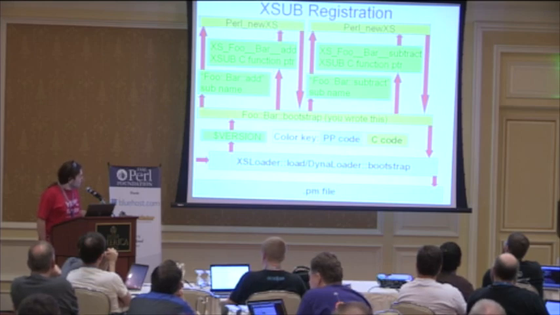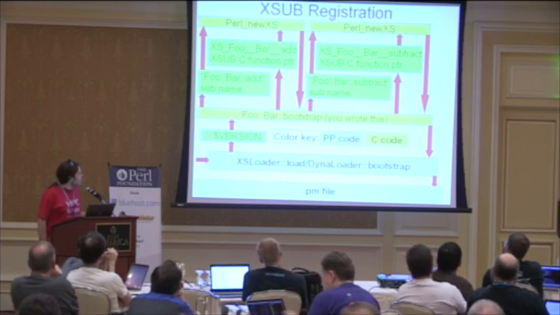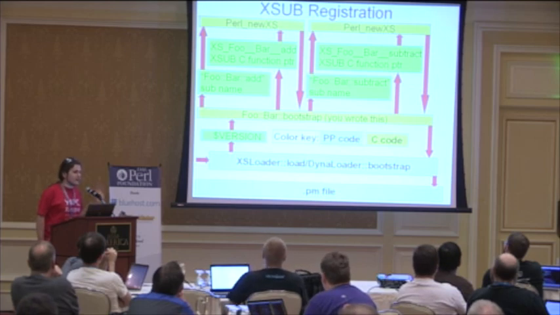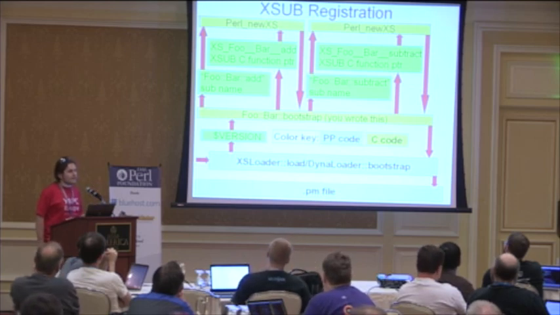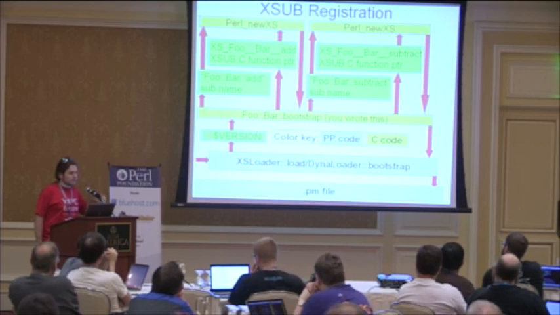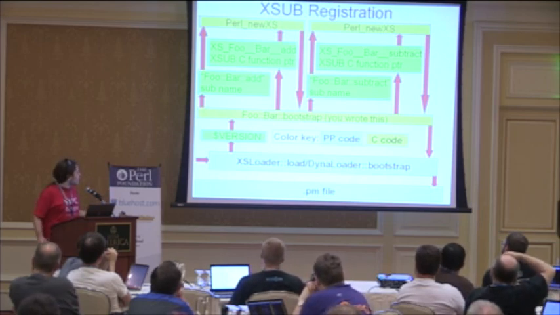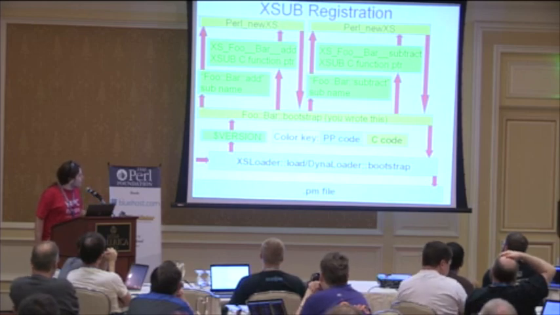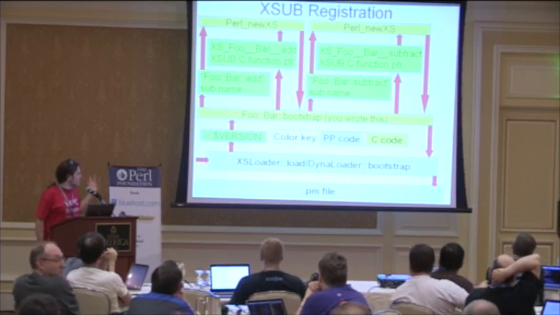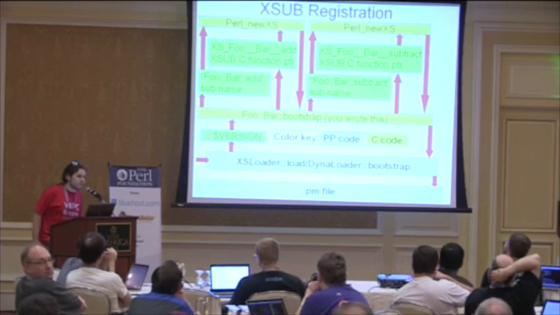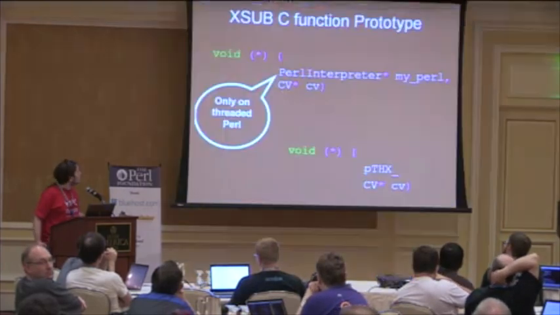Normally, the boot XSUBs generally call newXS and register all additional XSUBs in the process that your module will be using, because there's one central XSUB that registers everything else traditionally. After you've registered all your additional XSUBs, XSLoader pretty much exits and immediately returns control to your PM file.